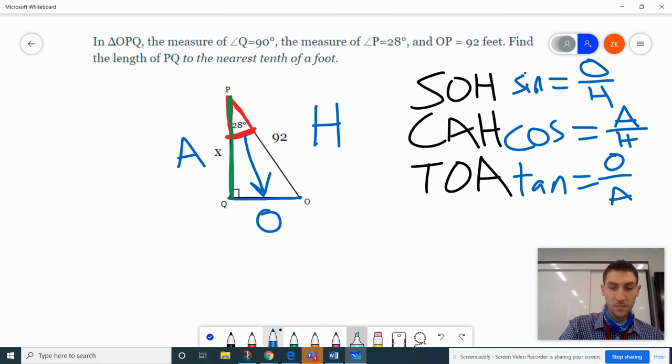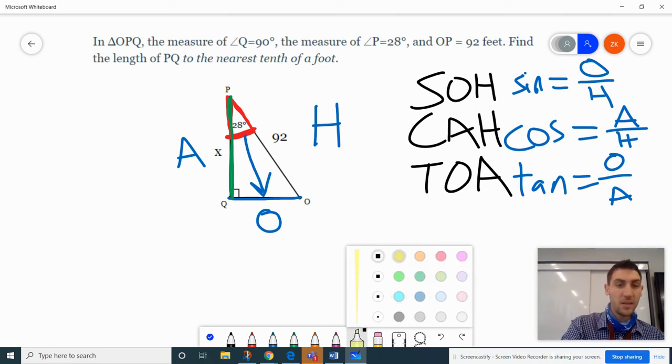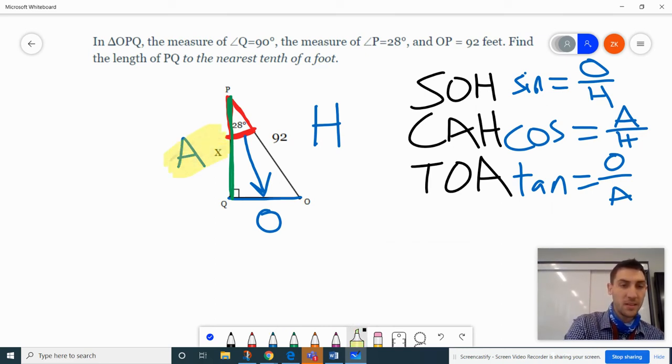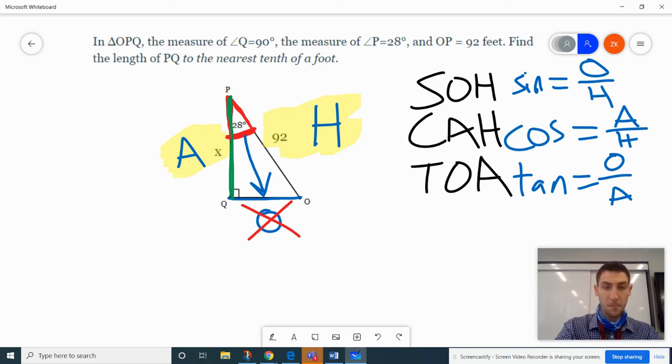In this example, we can see that x is the adjacent side and that 92 is the hypotenuse side. Using the two sides they give us and not using the side that has no information, we can see that we will use cosine here because cosine is equal to the adjacent side over the hypotenuse side.